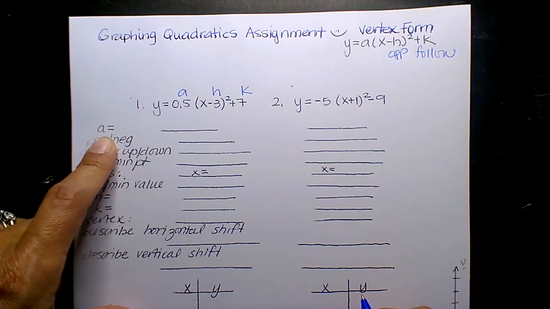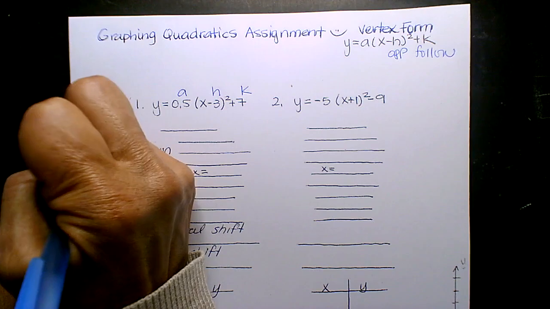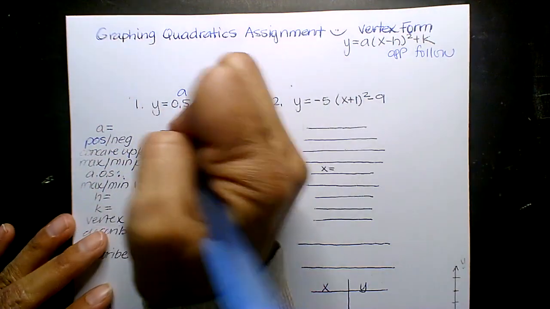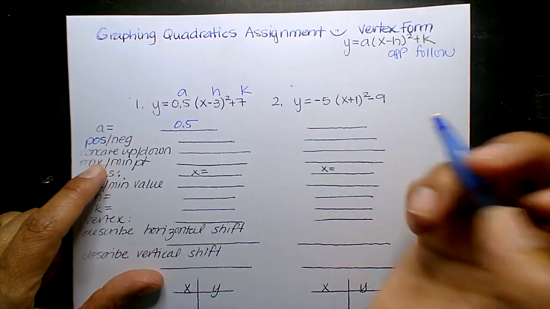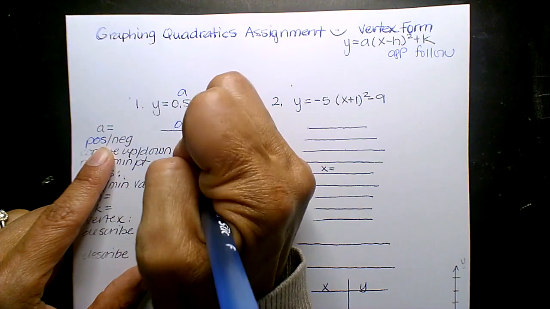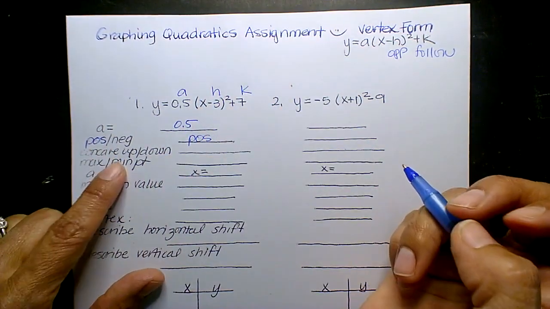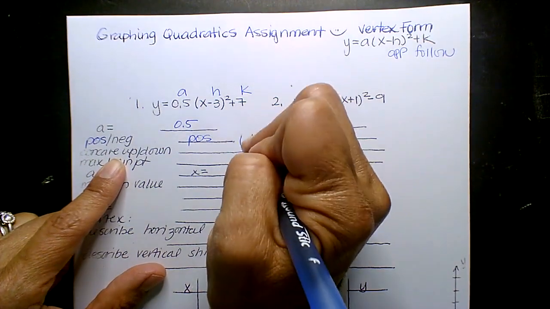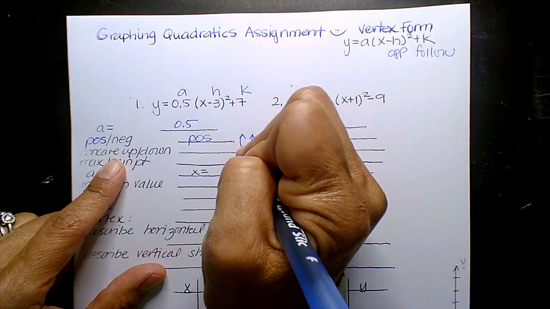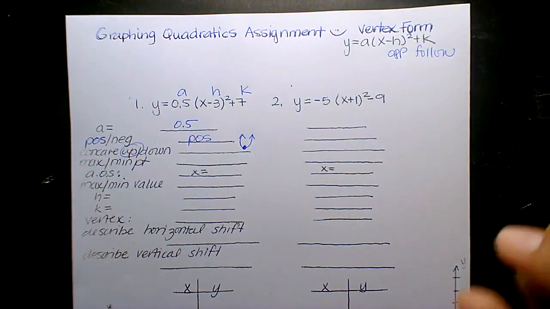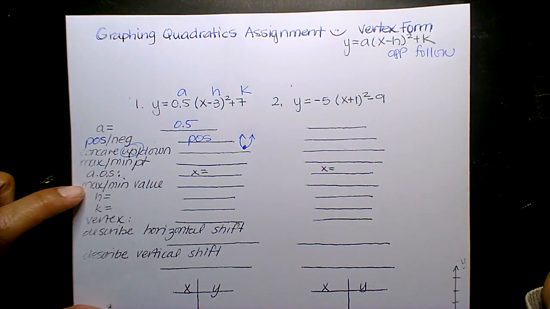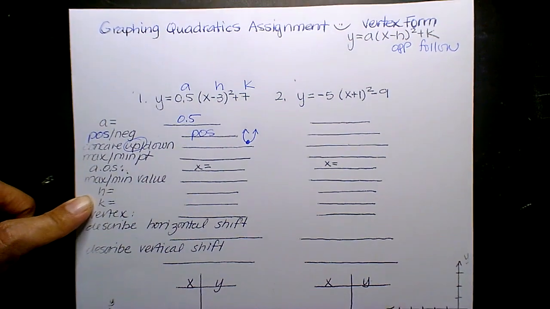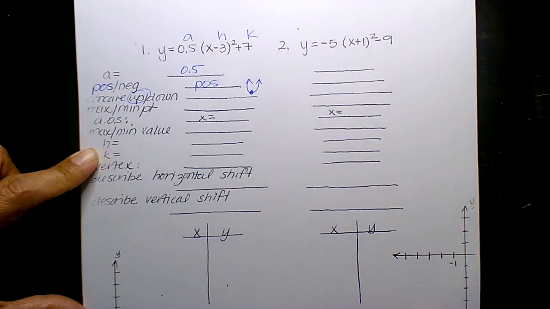Okay, so what's my A value? 0.5. Okay, is that number positive or negative? Positive. Okay, does that mean it's concave up or concave down? Up. So it's going to be up, and then this is going to be my vertex, right? We're going to skip max min, axes, max min value, because let's first get to vertex. So you guys can see how it gets repetitive.